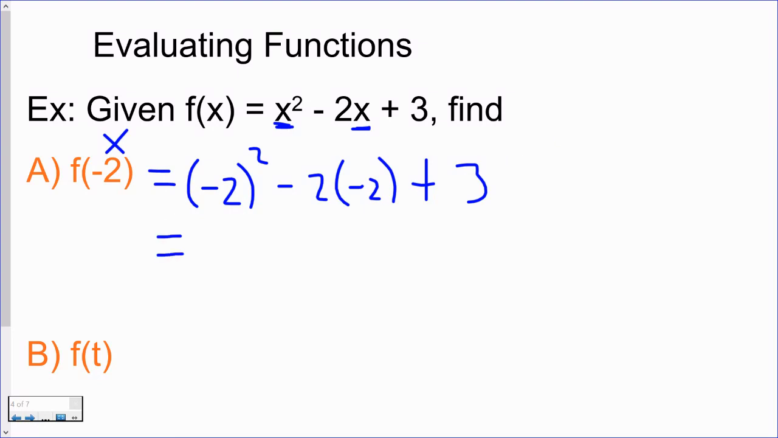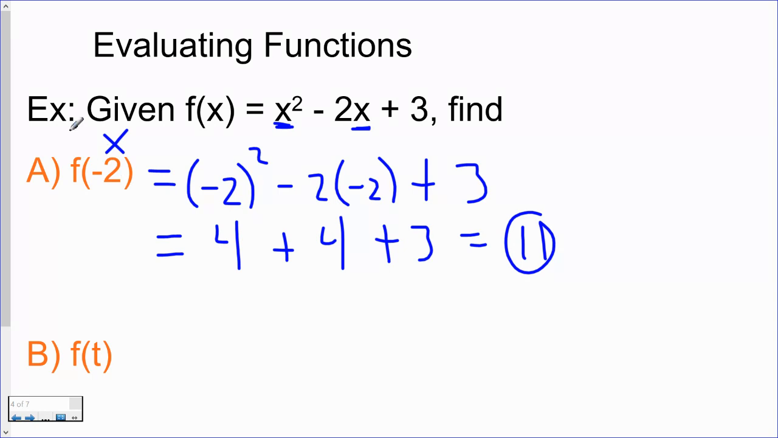If you have a calculator, you could do that. Or I know that negative 2 squared, that's negative 2 times negative 2, which is a positive 4. Same thing over here, that's a positive 4. And then plus 3. So 4 plus 4 is 8, and 8 plus 3 is 11. What that also means is on this graph, the coordinate point would be (-2, 11). So on that graph, there would be a coordinate point with this input or x value of -2 and this output or y value of 11.